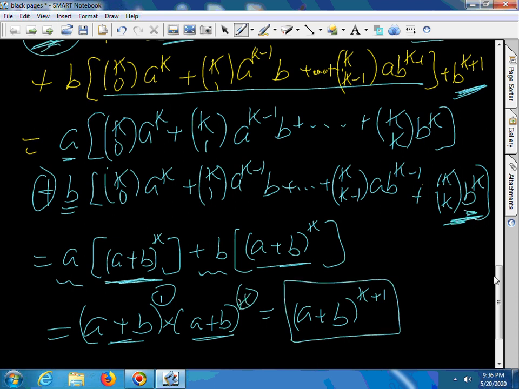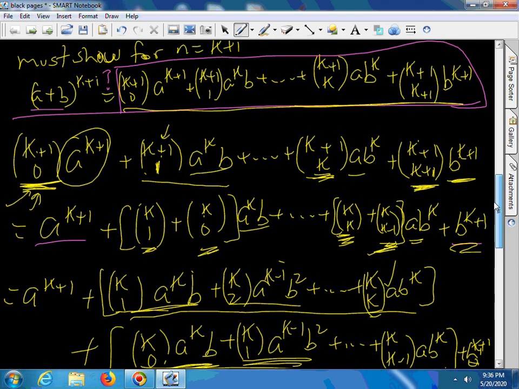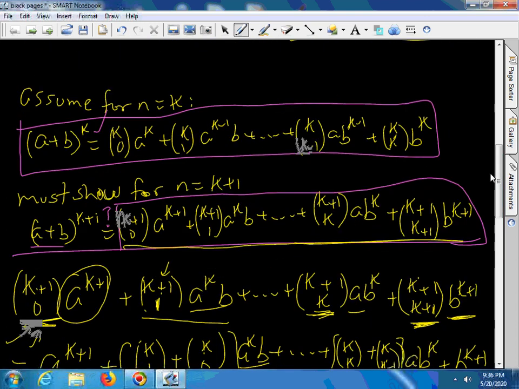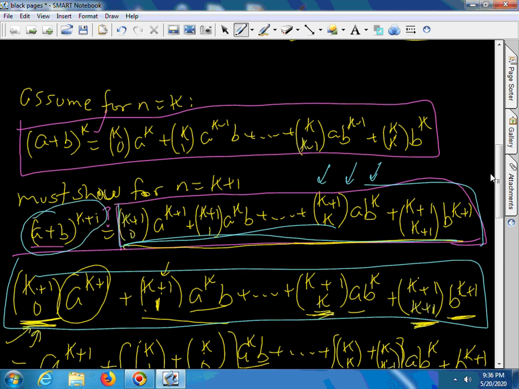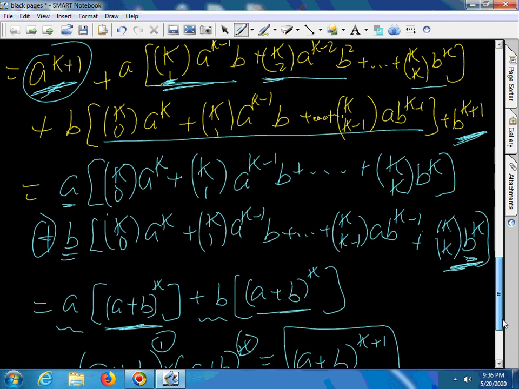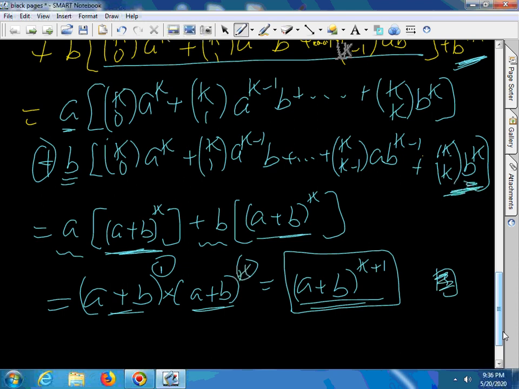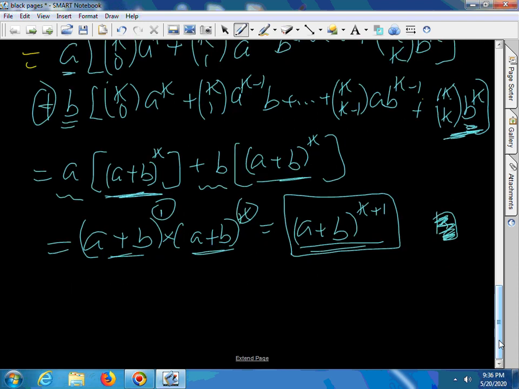I wanted to show that this really equaled to this. Okay? I started off with this, I know I did, because here it is right here. I started off with this equation right here, and I just showed that it equals a plus b to the k plus 1. Theorem is proved. You no longer have to think, well, is this true? Now, I'll sneak in another nice theorem.